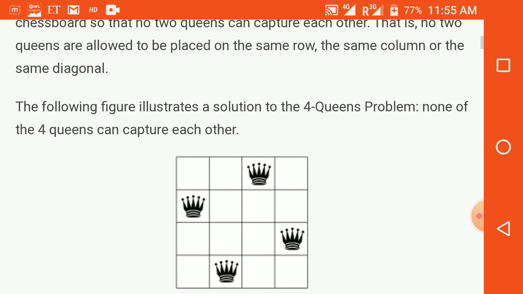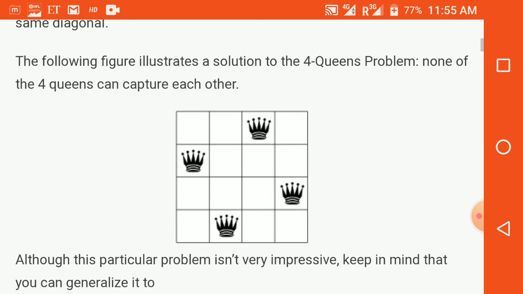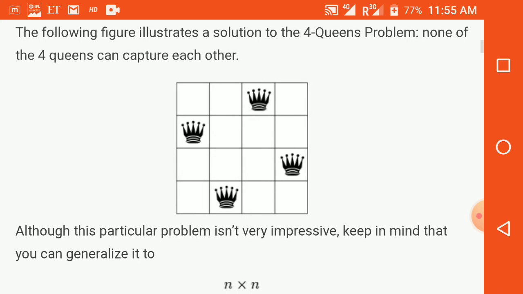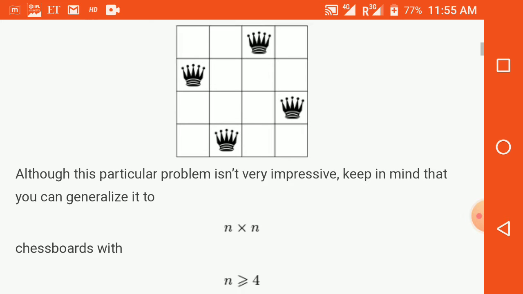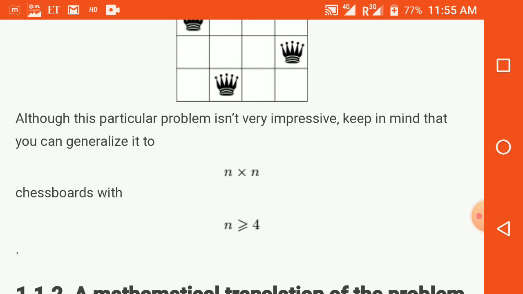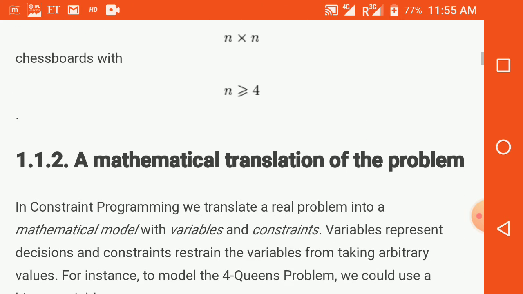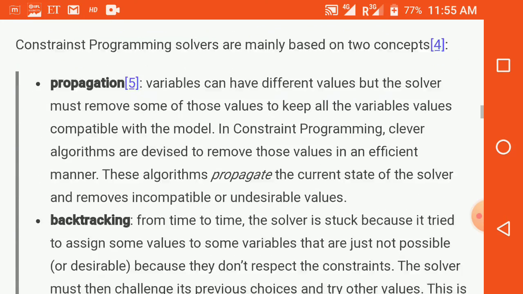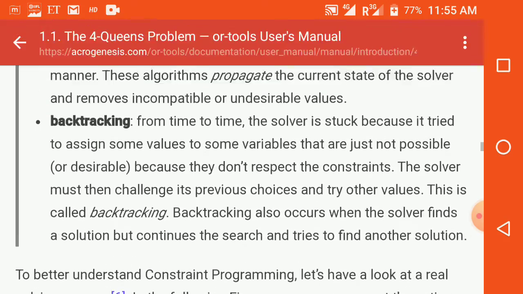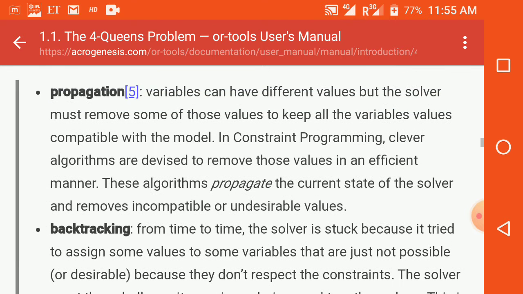The following figure illustrates this. None of these two queens are placed in the same diagonal, row or column. Although this particular problem is not impressive, keep in mind you can generalize, and n should always be greater than or equal to 4. Okay, I am going directly to the procedure. The most important procedure is backtracking.